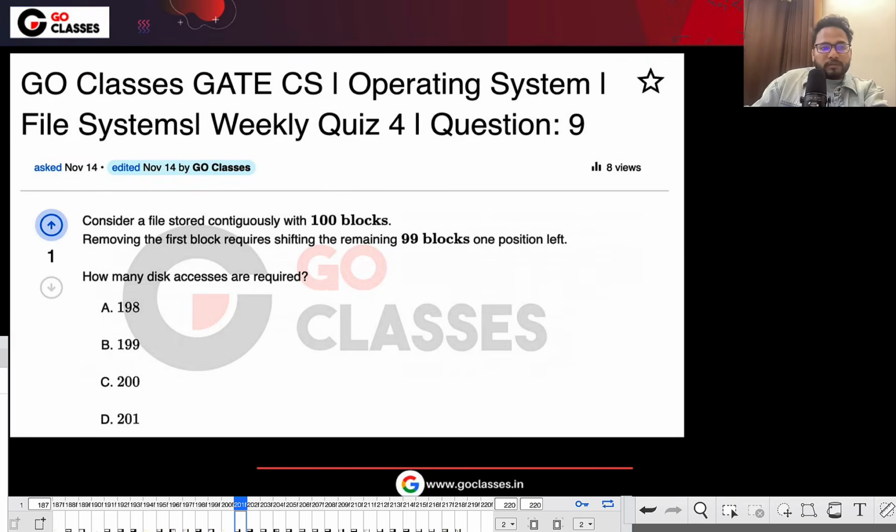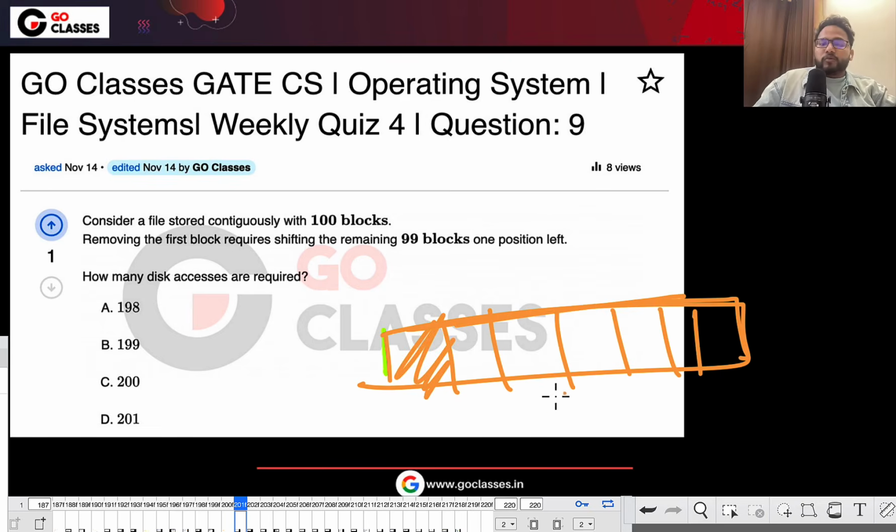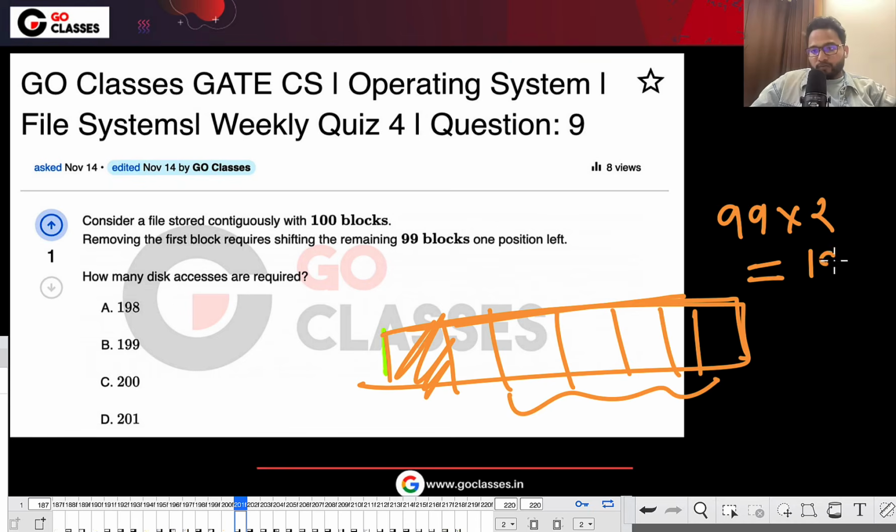Now let's see question number 9. Consider a file stored with 100 blocks contiguously. Okay, so they are storing contiguously this time. Removing the first block requires the shifting of the remaining 99. They want to ask how many disk accesses are required if you want to remove the first block. Suppose these are the 100 blocks, and if you want to remove this, you need to shift. Shifting 99 blocks means 99 reads and 99 writes, so 198 accesses are required here.